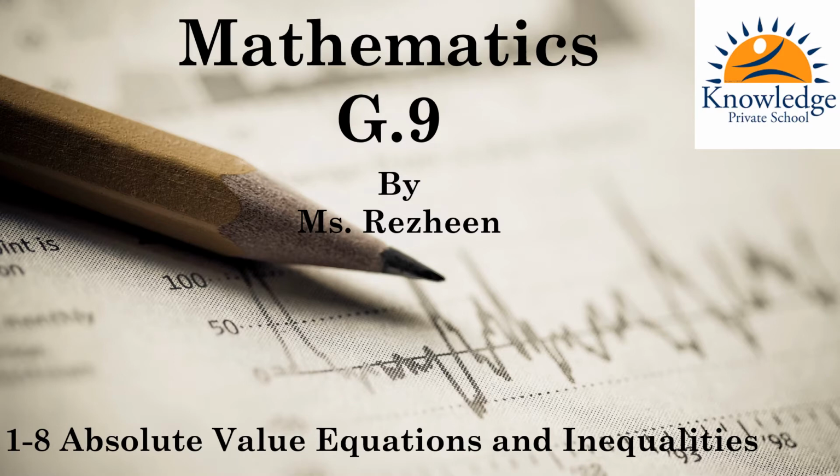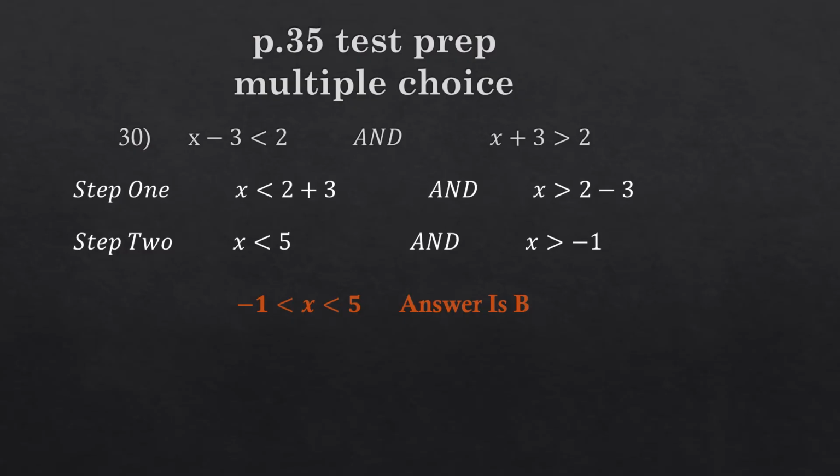Today's topic is about absolute value equations and inequalities. So we have just here page 35, test prep number 30, which is x minus 3 smaller than 2. Move 3 to the other side, it will be a positive 3, okay? x smaller than 2 plus 3 will be 5, which is x smaller than 5.